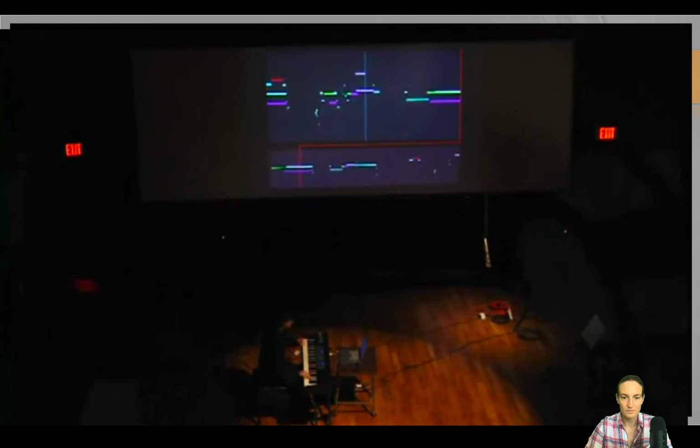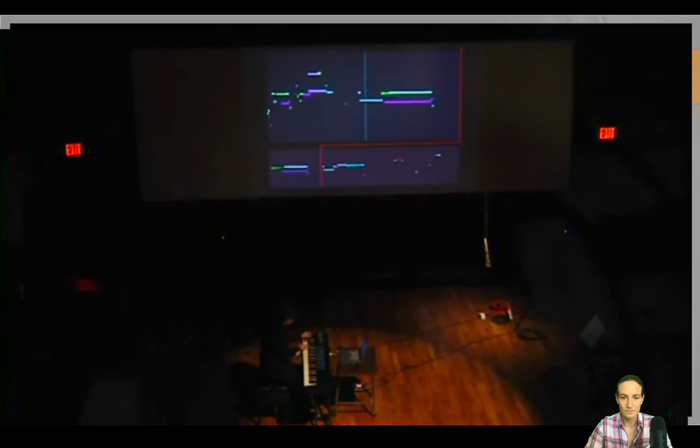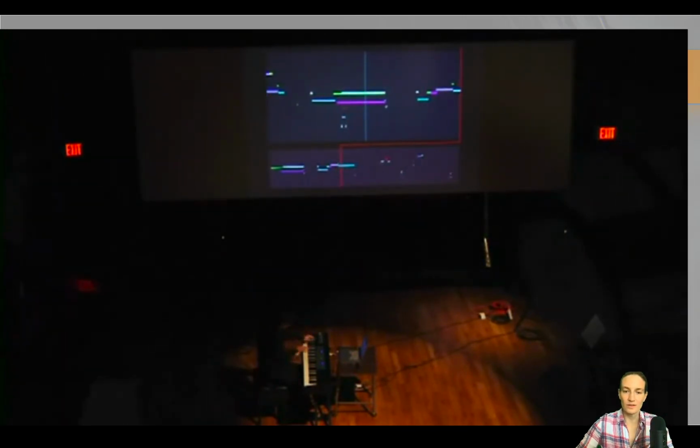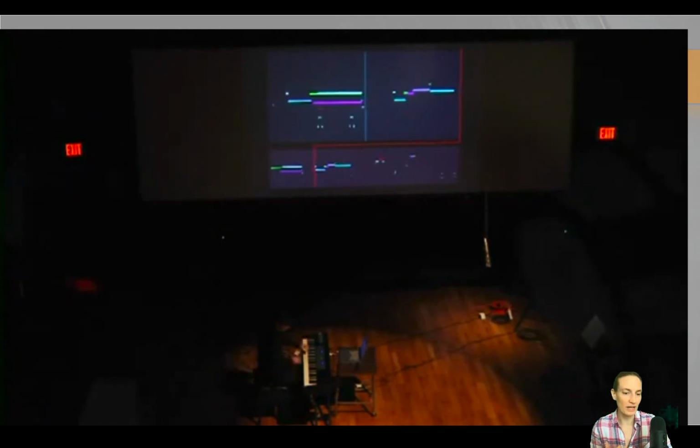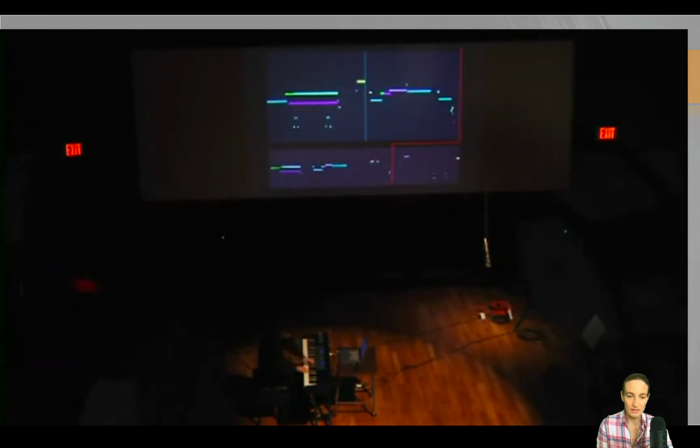So now the computer will start playing. So these types of systems really allow musicians to play together with an interactive AI system.